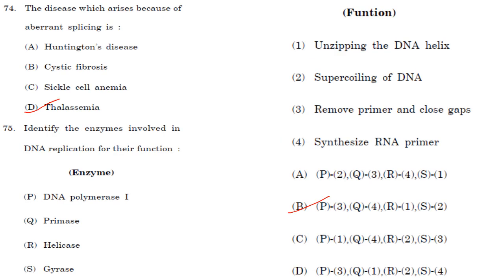The disease which arises because of aberrant splicing is thalassemia. Answer is option D. Identify the enzymes involved in DNA replication for their function. DNA polymerase 1 removes primer and closes gaps. Primase synthesizes primer. Helicase is for unzipping of the DNA helix. Gyrase is for relieving supercoiling of DNA. So the answer here is P3Q4R1S2. Answer is option B.